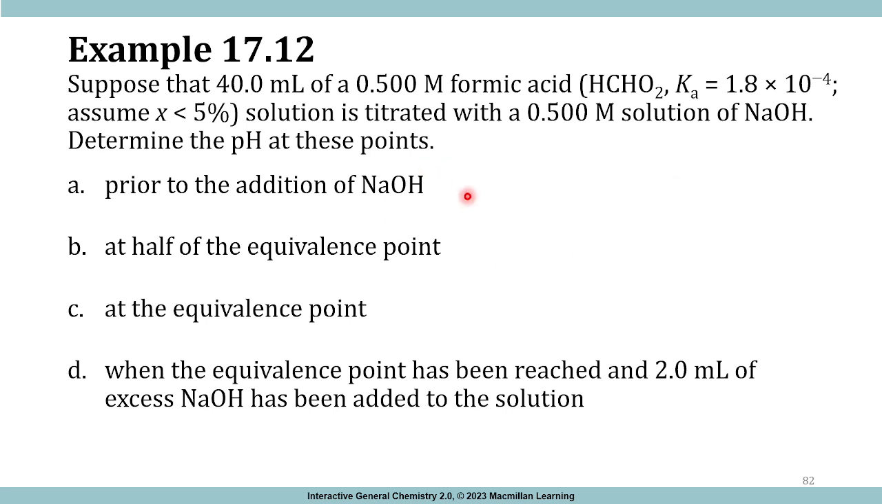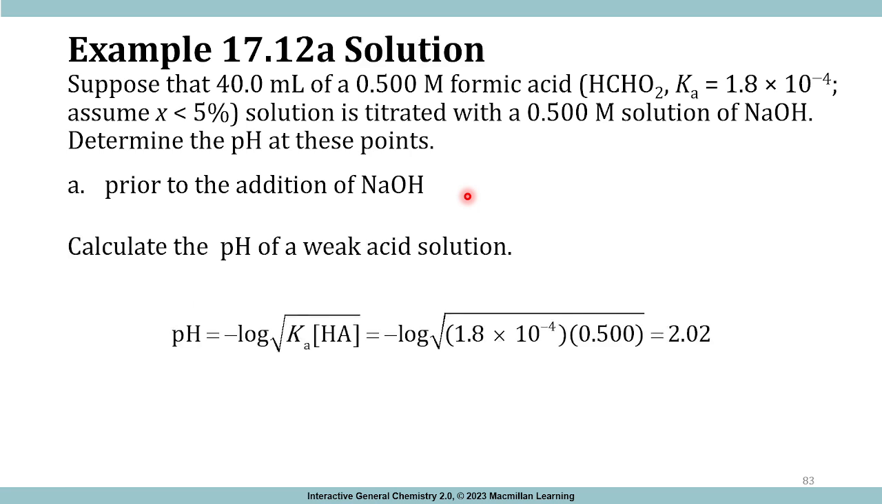Okay, so let's look at this prior to the addition of the NaOH. In that case, we have 40 milliliters of that 0.5 molarity formic acid, don't we? And we have a Ka. So you can go ahead and do the relatively easy way to do this, which would be to use the formulaic version. Okay, that is possible.